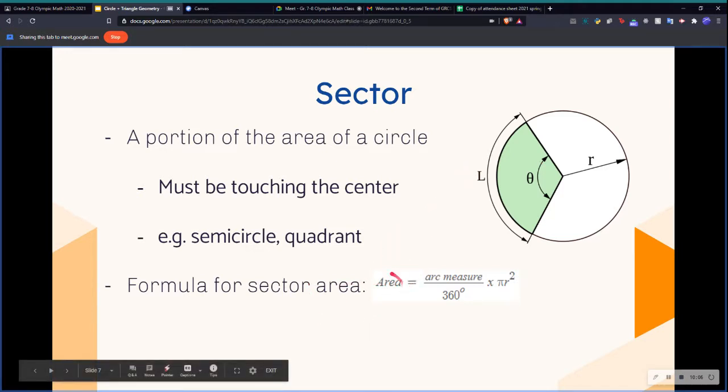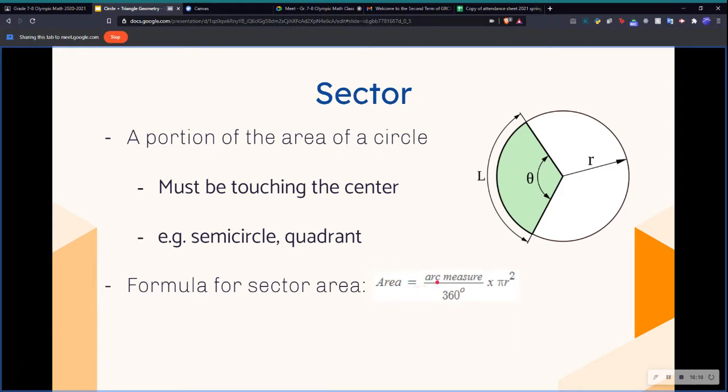So we were looking at the sector area formula. The area is equal to the arc measure divided by 360 degrees, and you multiply that by the formula for the area of a circle, which is pi r squared. It's fairly straightforward to understand because you're taking a fraction of the entire area of the circle, and that fraction is equal to your angle for that arc or sector divided by the full rotation of the circle, which is 360 degrees.